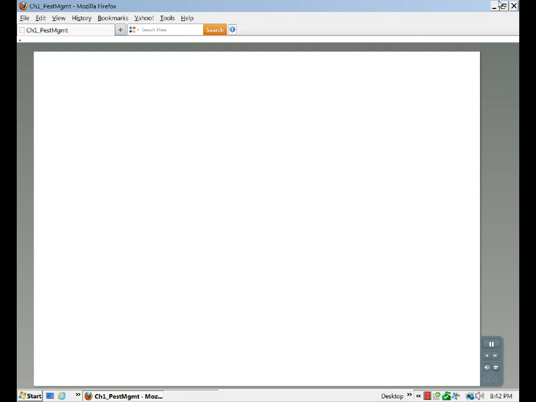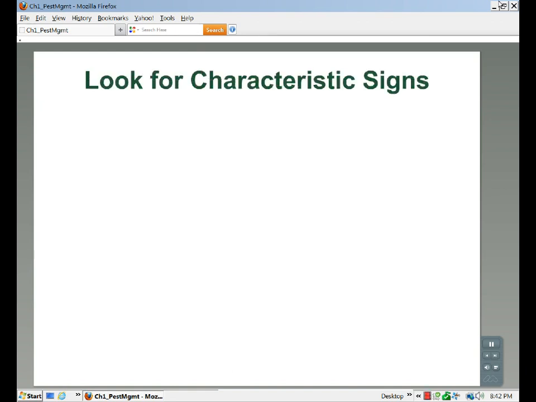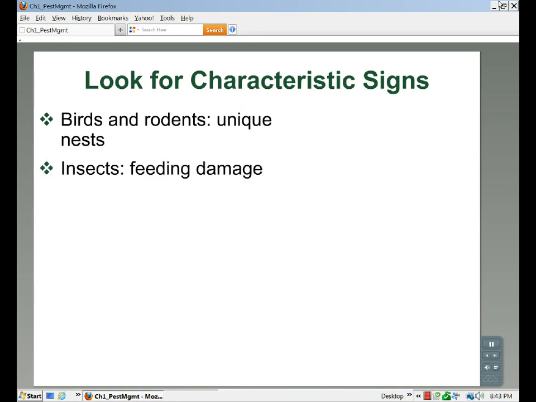Pests often leave signs of their presence or damage patterns that provide clues to their identity. Birds and rodents build nests that are often unique to each species. Insects have characteristic feeding damage, such as notching or skeletonizing of leaves, or leaf mining. Rodents and moles dig distinctive burrows in the ground and may leave gnaw marks on tree trunks or other objects.